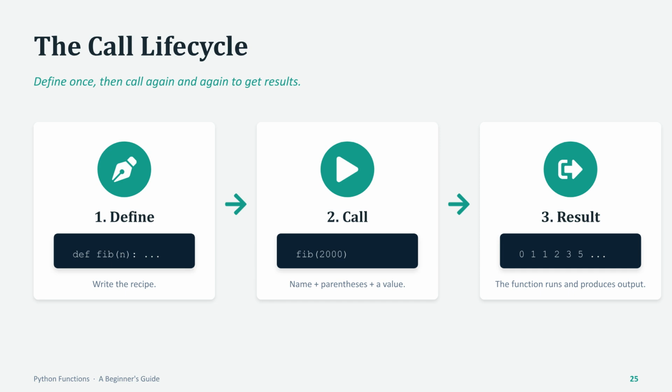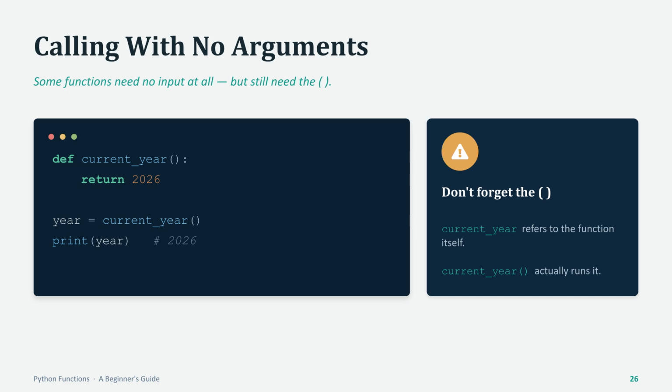You reach the call in your code, pass the arguments, the function body runs top to bottom, and it returns a result that your program can then continue with. Some functions require no arguments at all, but they still need those empty parentheses to run. Be careful not to omit them, as that would refer to the function object rather than executing the code.